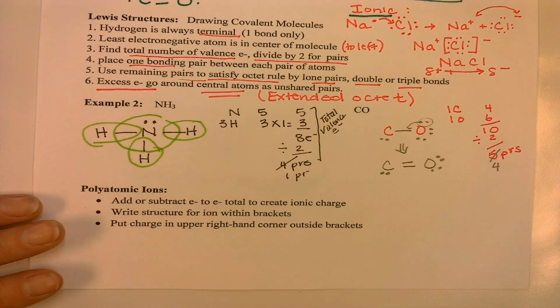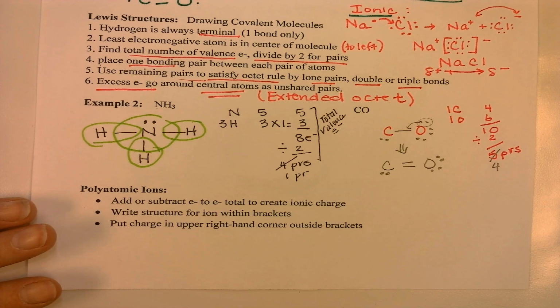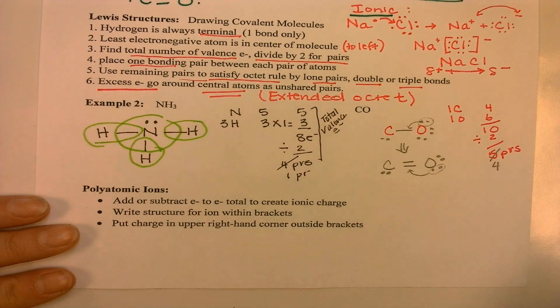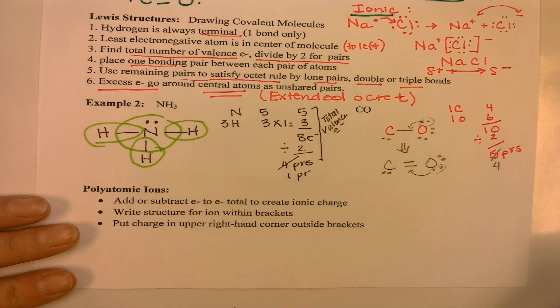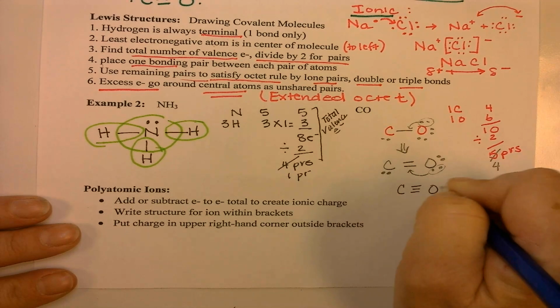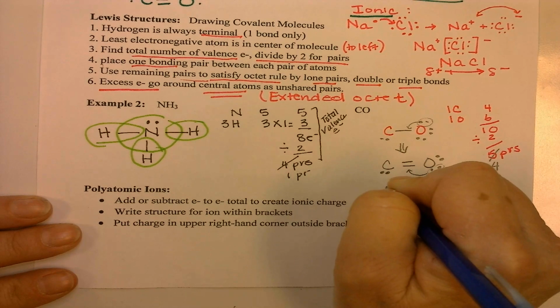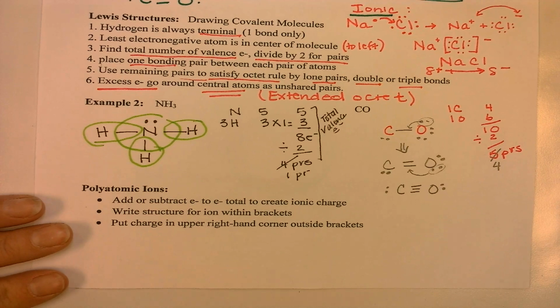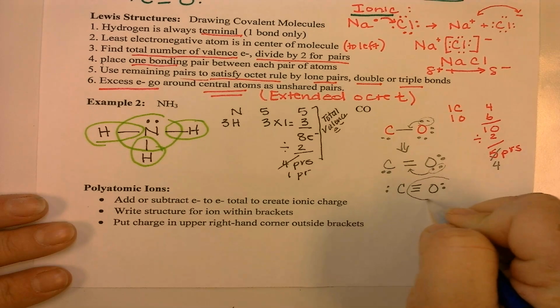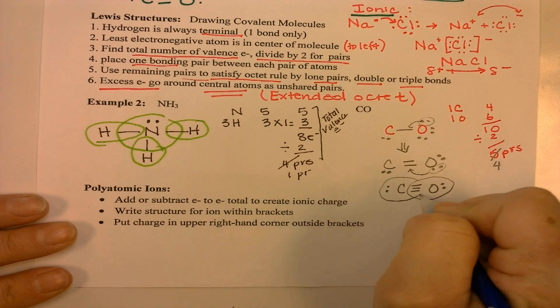Are we done? No. Carbon still isn't happy. See that? So I'm going to take 1 pair and move it in here, because they can share. It's not changing oxygen, right? So now I have carbon, 1, 2, 3, oxygen. And there are my pairs. And everybody's happy. Oxygen has access to 8. Carbon has access to 8.